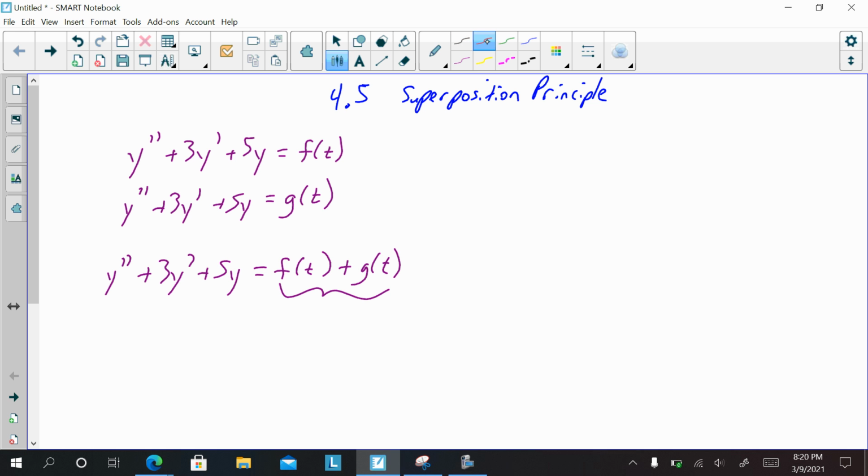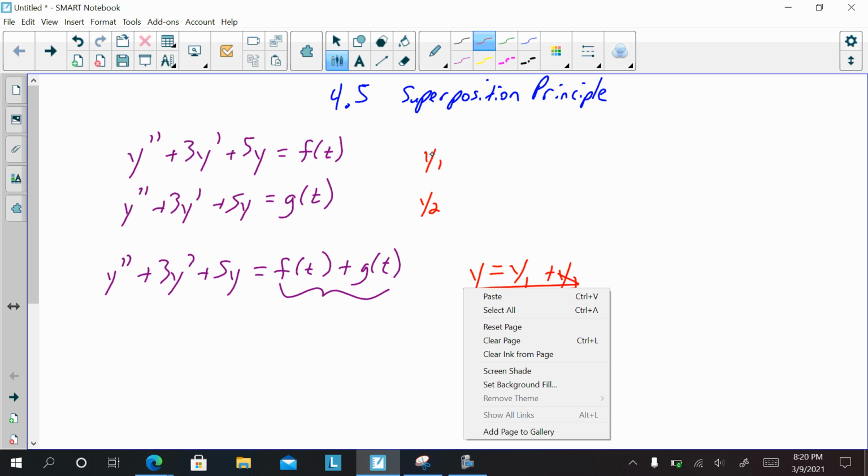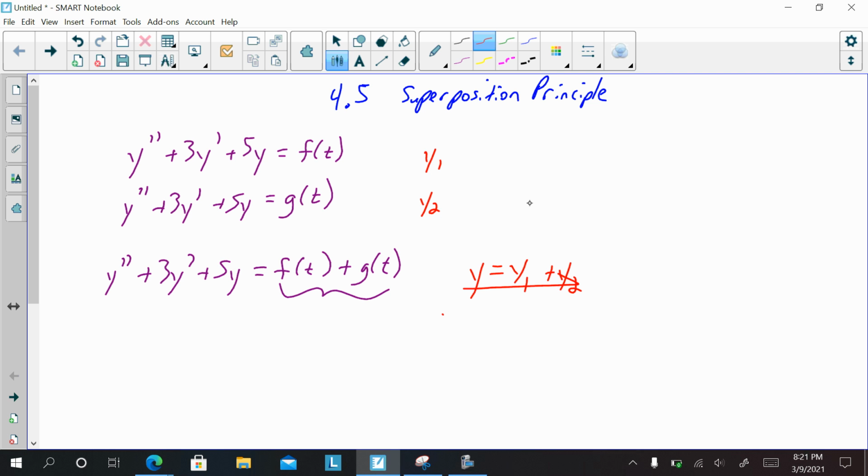Let's suppose that a solution to the first equation we call y1, and the solution to the second one we call y2. Then let's show that the solution to the new differential equation is the sum of the right sides of the previous two differential equations. Let's show that the solution of that is just going to be the first solution plus the second solution. If the right side comes from adding f and g, then let's suppose that the solution comes from adding y1 and y2. So how would we do that?